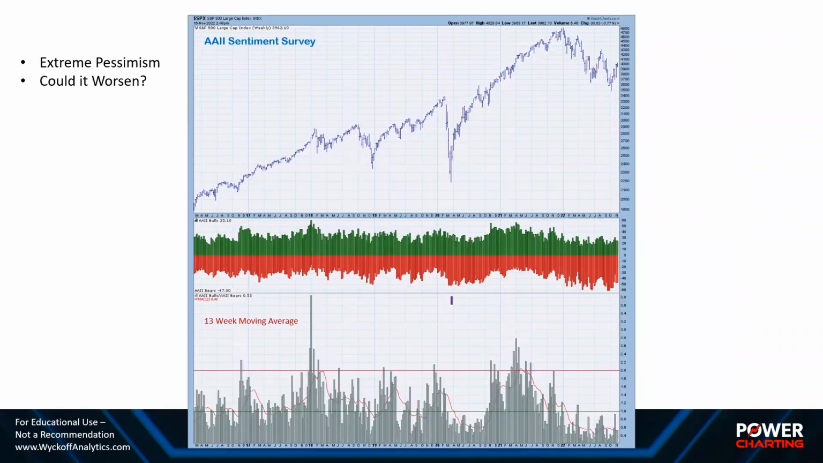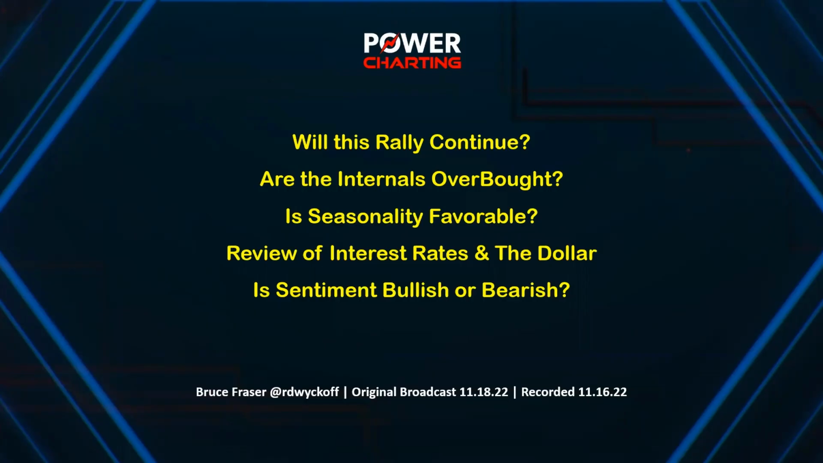The last chart that I want to show you is, in this case, AAII sentiment. And as a matter of fact, I'm going to go into an overtime segment and keep going. We have just a few more charts to show you, but I think they're so important and so valuable. And this really goes to the idea of, will this rally continue? The internals are not overbought. This is a summation of our prior discussion. Internals are not overbought yet.